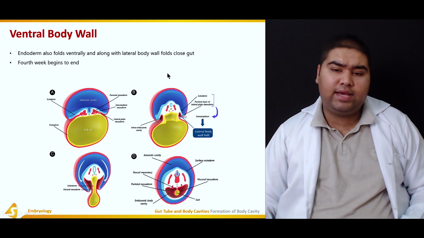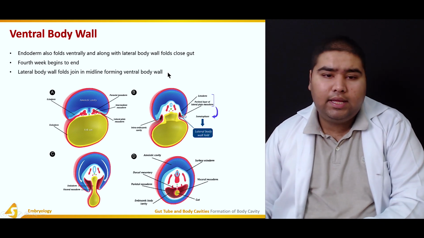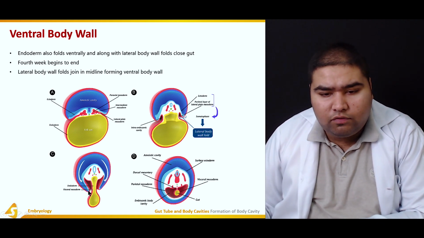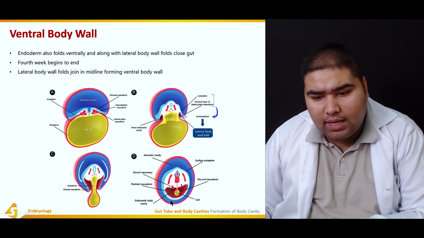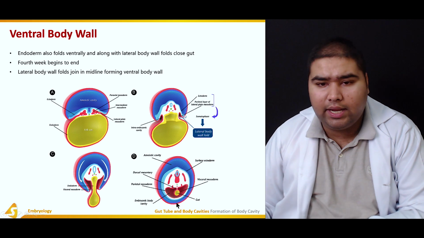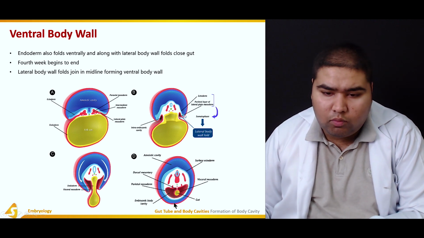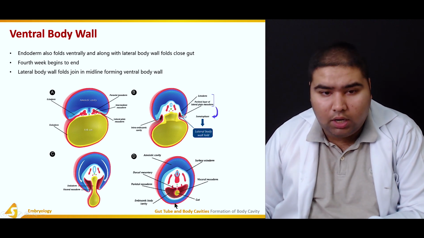Now the 4th week is beginning to end, and the lateral body wall folds join in the midline. They are joined in the midline to form the ventral body wall. This is the ventral body wall.